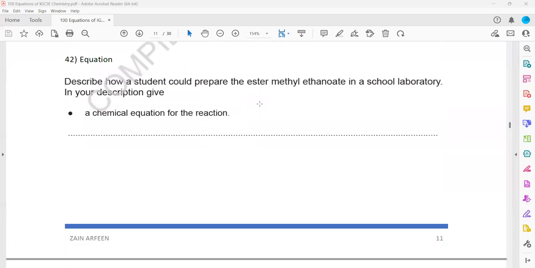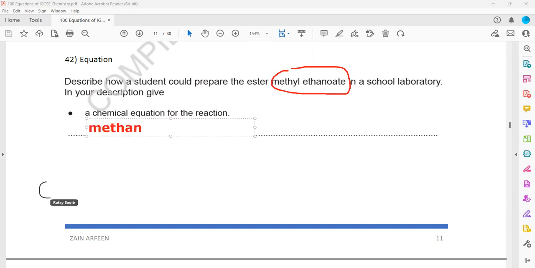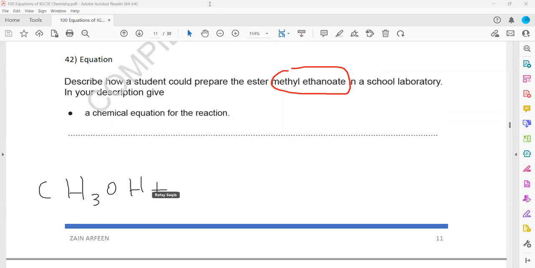Describe how a student could prepare the ester methyl ethanoate in the school lab. We want to prepare methyl ethanoate. So which alcohol do I need? Methanol, and then ethanoic acid. And we need a chemical equation. So for a chemical equation, I cannot write words. I have to use symbols.